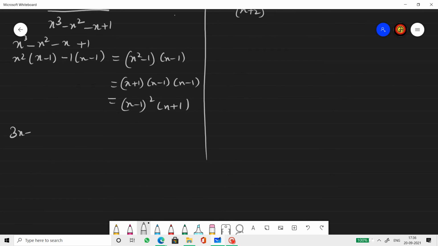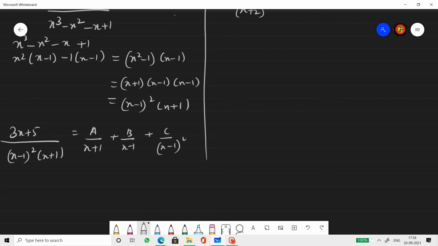Now the denominator is 3x plus 5 divided by (x minus 1) the whole square by (x plus 1). Something similar to the previous sum. So a by x plus 1. It can be a by x minus 1 also. Not necessary that a must have only x plus 1 as a denominator. It can be a by x minus 1, then b by (x minus 1) the whole square, c by x plus 1. So you can separate it however you want. Plus b by x minus 1 and c by (x minus 1) the whole square.